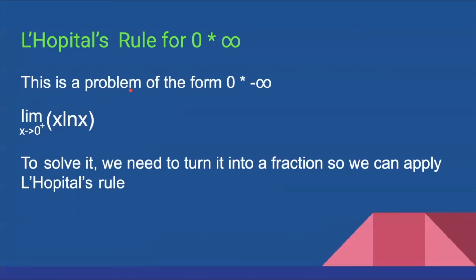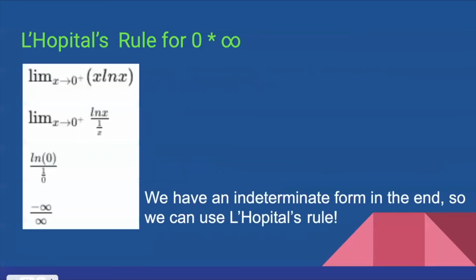And now 0 times negative infinity is basically the same as 0 times infinity. So to solve this, we need to turn it into fractions so we can use L'Hopital's rule. The way you do this is you just put x into the denominator. So x times ln of x is the same as ln x over 1 over x. And then you plug in 0 for x to make sure it's of indeterminate form.